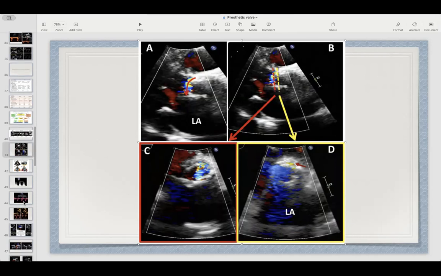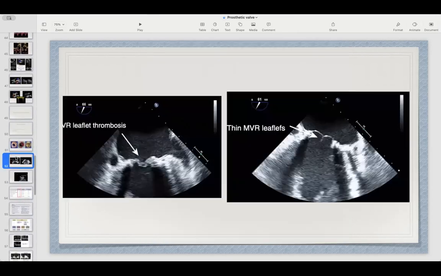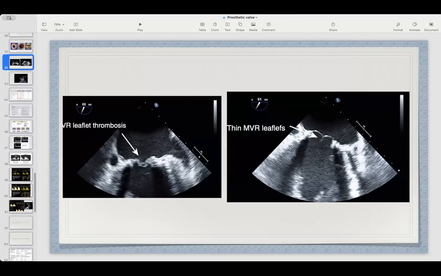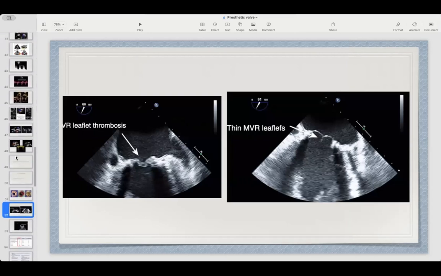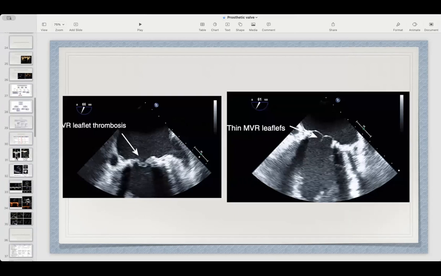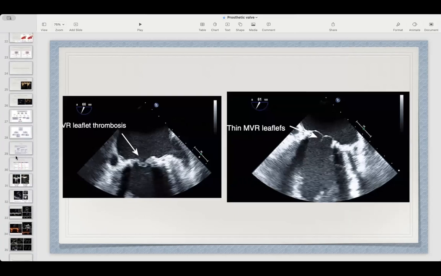For the mitral valve, it's really difficult to do by transthoracic, because as I told you, you will have too much shadowing. So I usually do it with the TEE. Once I have this view, I can do color 3D, and then I will measure exactly the area of the vena contracta from this view.